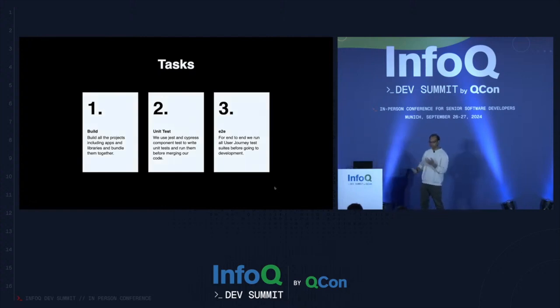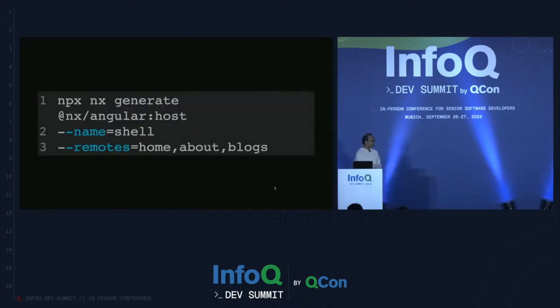And then we, of course, run it on the CI as well. And before we merge our PR, we also run end-to-end tests. So we are using Playwright for writing our end-to-end tests or user journeys. And then let's see how to start using module federation with Angular.